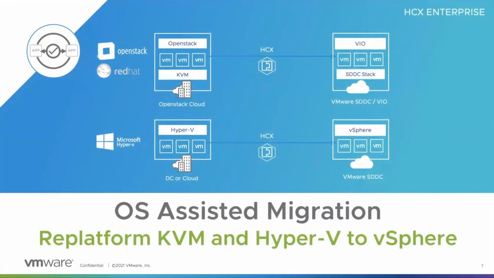OS assisted migration. This is one that I think is pretty neat, where we can take a KVM VM or a Hyper-V VM, install a little tiny module on it, and then migrate it over to a vSphere VM. And I'll show you this in a little bit. I think it's really nice when you say you acquire a different company and you need to absorb their VMs. You don't really need to know a lot about Hyper-V or KVM. You can just install this tool, migrate them in, and then now they fall under the vSphere portfolio.